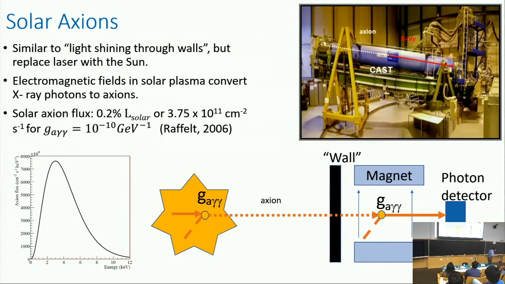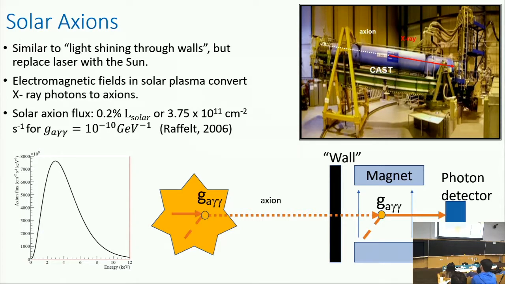Okay, so what about the solar axion experiments? These are also really cool, and it's the same idea, except you just replace the laser with the sun. The sun has a lot more photons than the laser could possibly have, and the sun also has built-in electromagnetic fields from the plasma in the sun. And so the magnetic and electric fields in the sun are able to convert the photons into axions.